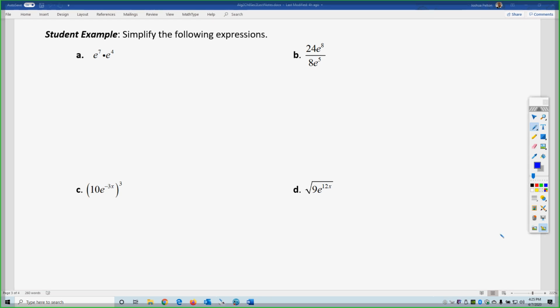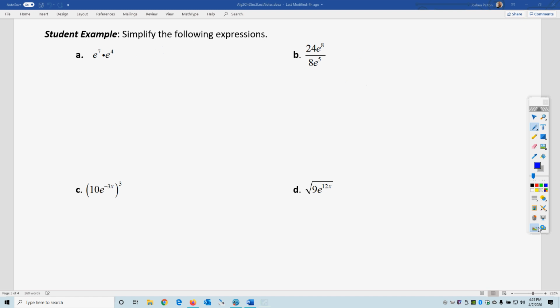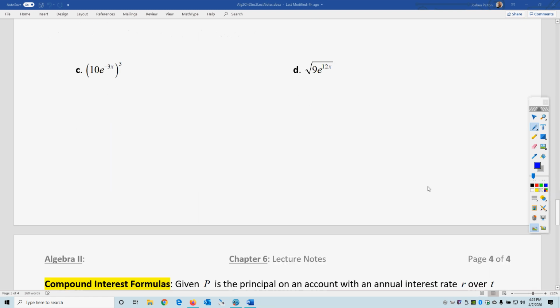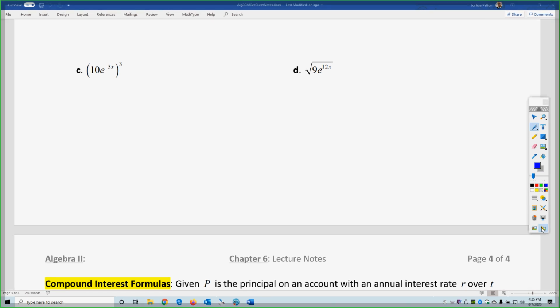Okay, this one is a product rule of powers, exponents, right? So it's e to the 11th, you just add them. The next one, quotient rule, 24 divided by 8 is 3. So this is e to the 8 minus 5, or 3e to the third using the quotient rule. Remember, if there's no power specified, no exponent specified, you can put a 1 in there because it's a placeholder.